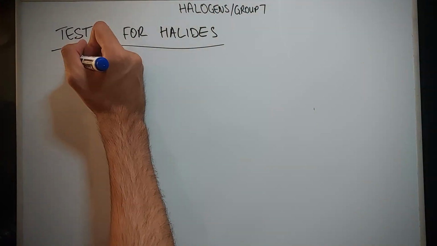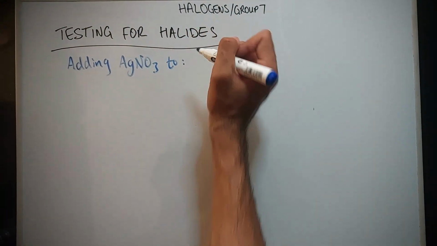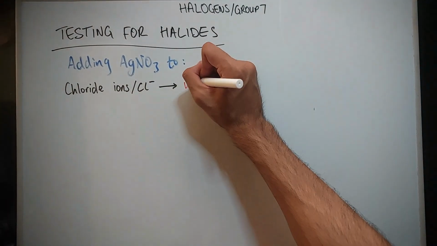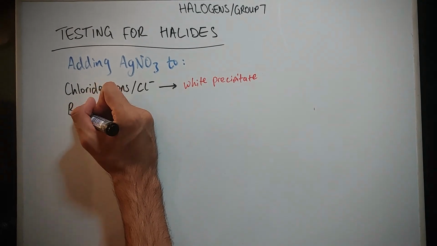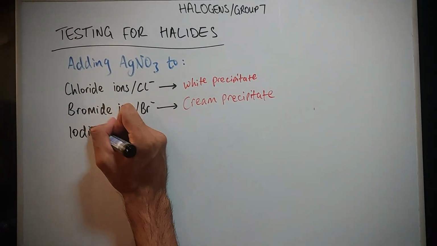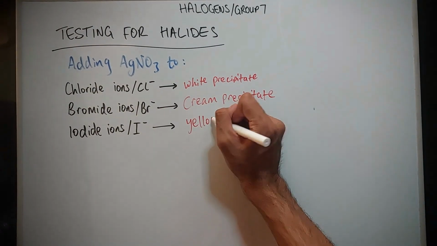Testing for halides using silver nitrate. Adding silver nitrate to a sample containing chloride ions gives you a white precipitate, with bromide ions will give you a cream precipitate, and if it contains iodide ions you will get a yellow precipitate.